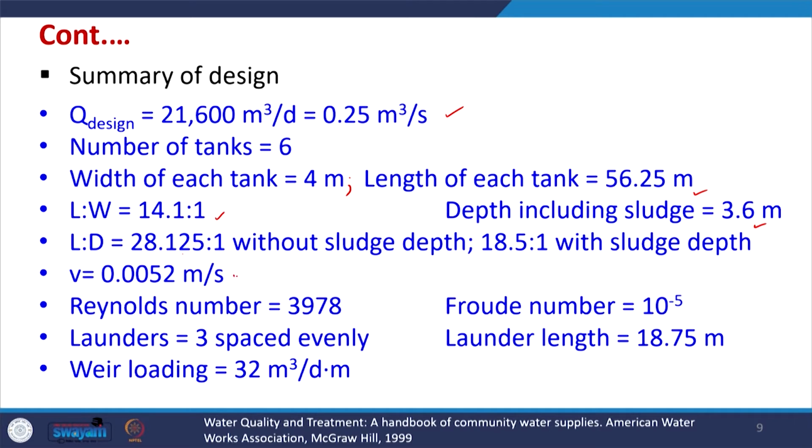The velocity was also within the limit, 0.0052. Reynolds number was 3978, Froude number was 10 raised to minus 5. 3 launders were used which are spaced linearly, and the launder length is 18.75 meter. The weir loading is 32 meter cube per day per meter, which is also within the limit. So, overall this is the design, and we can use this design. This is one typical design of a sedimentation basin for some flow rate, and this sedimentation basin has to be used in a CETP, common effluent treatment plant.